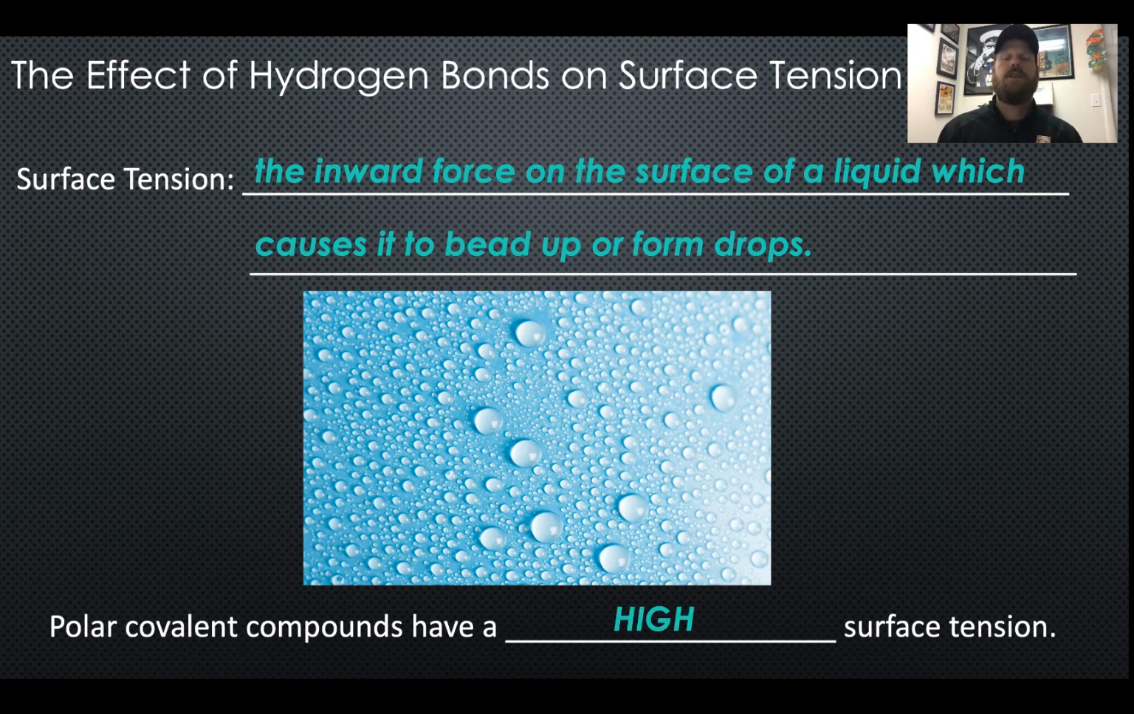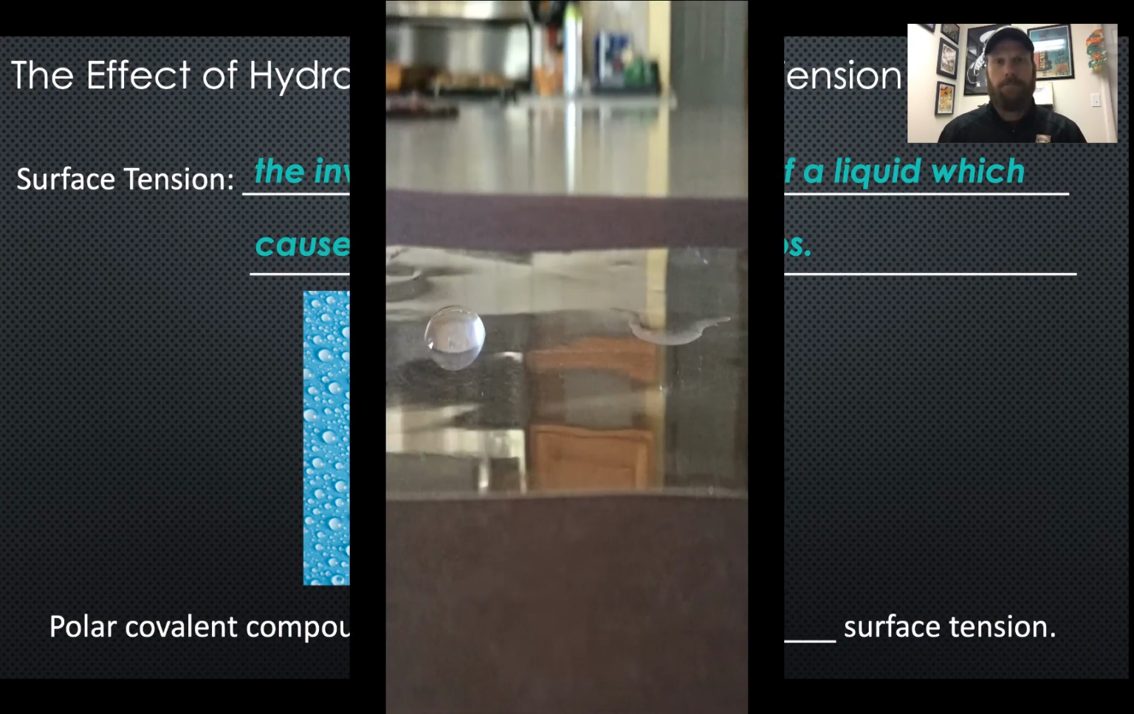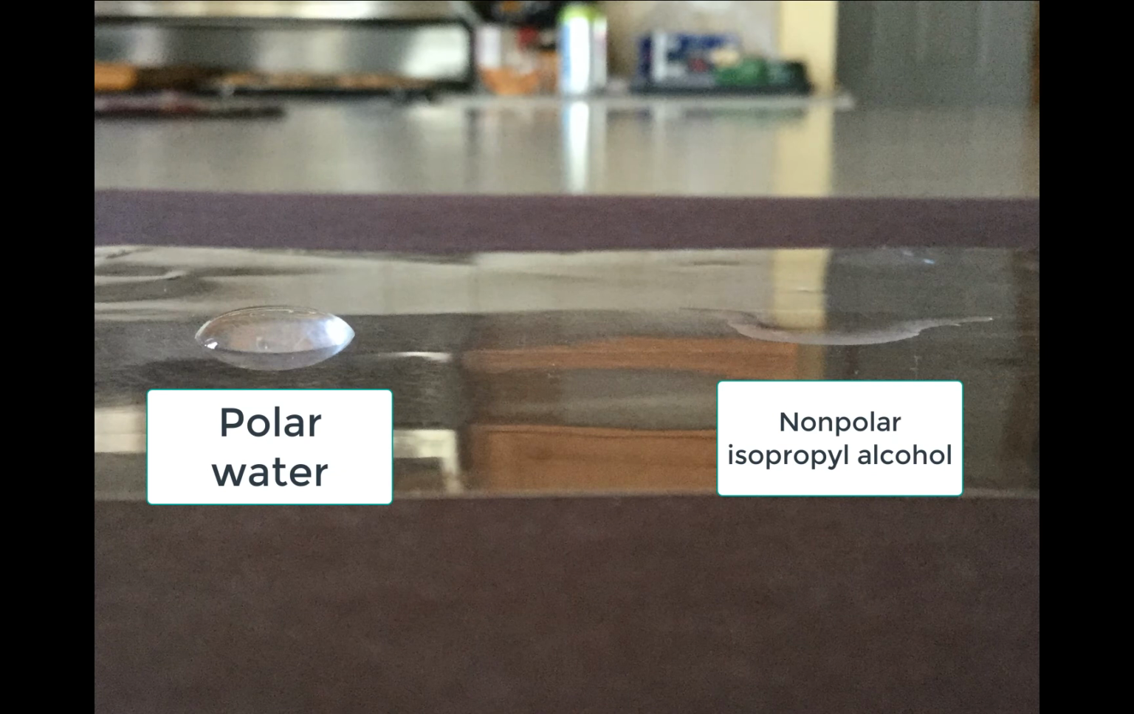I'd like to finish this video by showing you a couple examples of the amazing surface tension of water. Here's a real simple one to start with. On the left, you have about 6 drops of water. And on the right, you have about 6 drops of isopropyl alcohol. You can see the water beads up way more than the isopropyl alcohol.